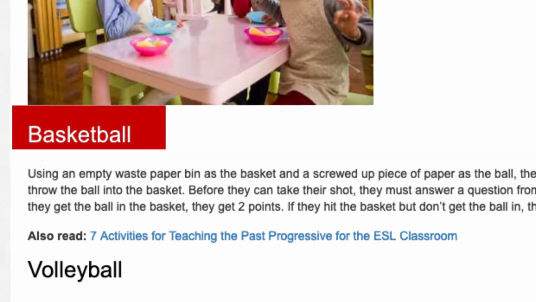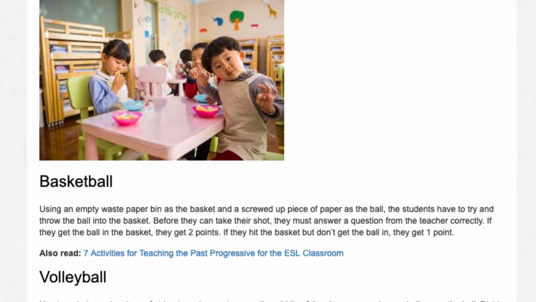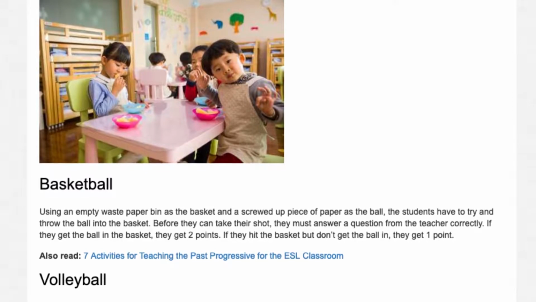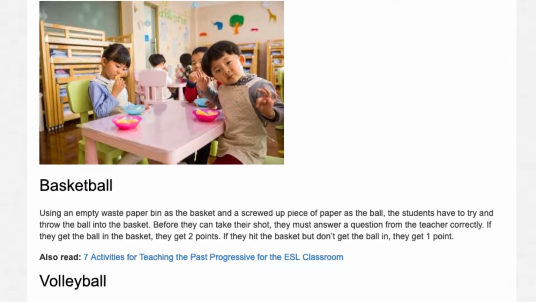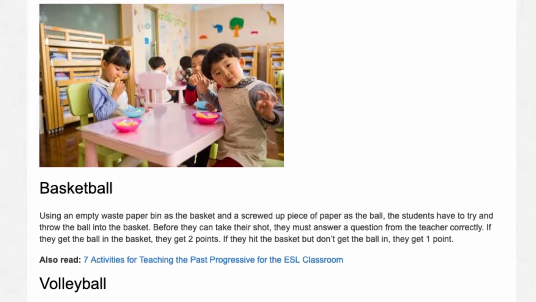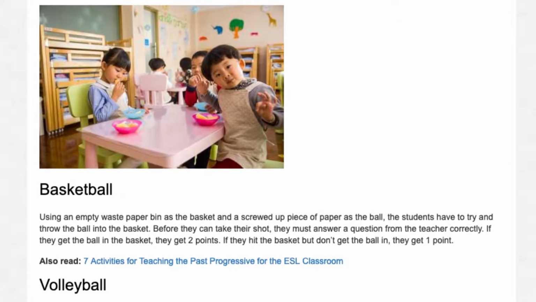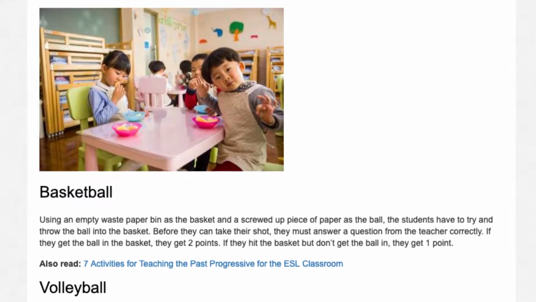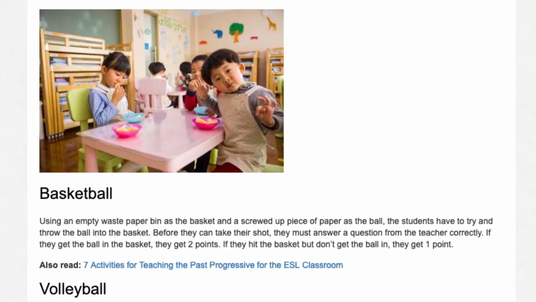The team who is closest to the original sentence wins. Basketball. Using an empty waste paper bin as the basket and a screwed-up piece of paper as the ball, the students have to try and throw the ball into the basket. Before they can take their shot, they must answer a question from the teacher correctly. If they get the ball in the basket, they get 2 points. If they hit the basket but don't get the ball in, they get 1 point.